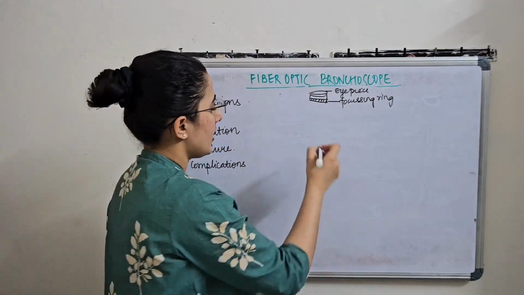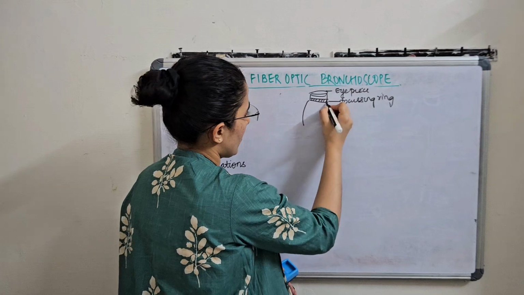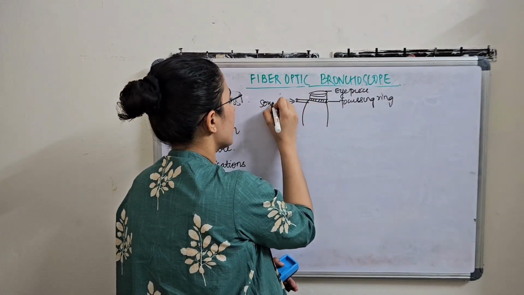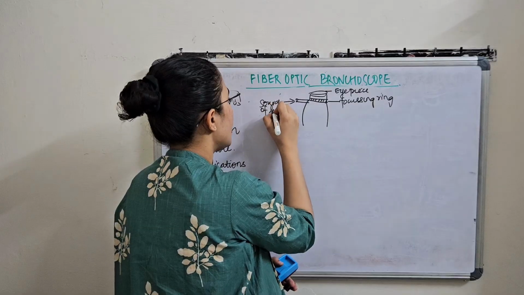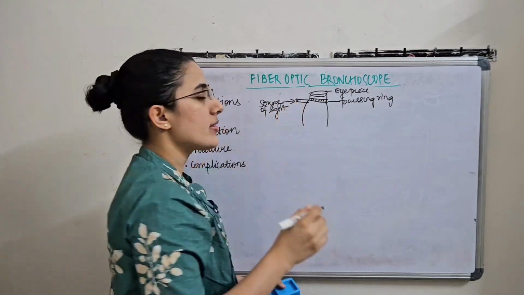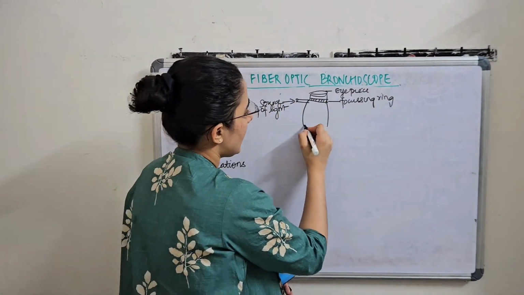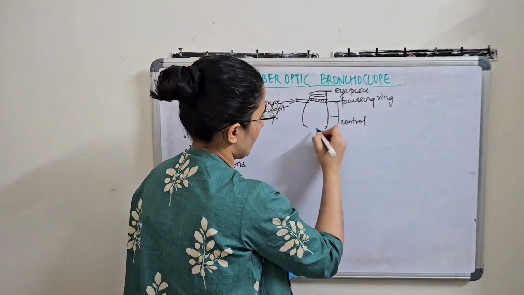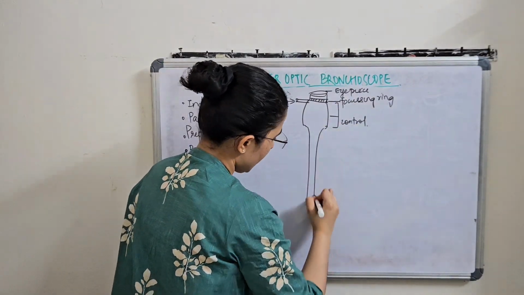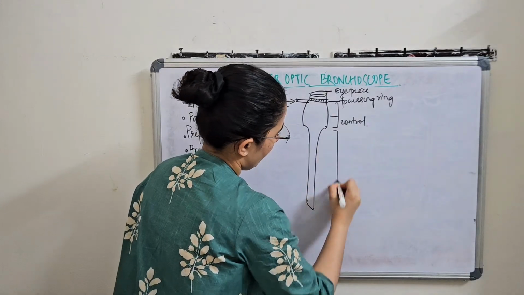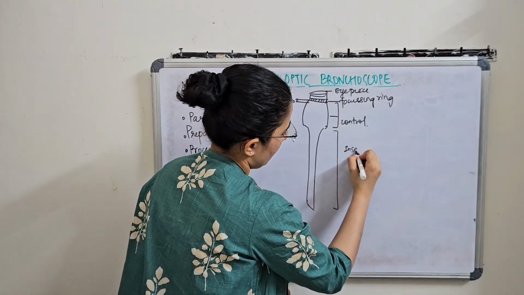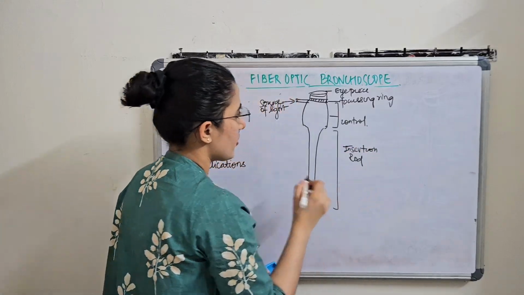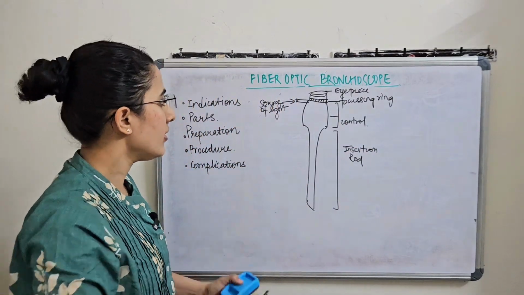Then we can divide the fiber optic bronchoscope further. If it's a video bronchoscope, there will be a source of light. Then there is the control section of the fiber optic bronchoscope. Then you have the insertion rod of the fiber optic bronchoscope. This is a rough diagram I have just drawn to help you understand.